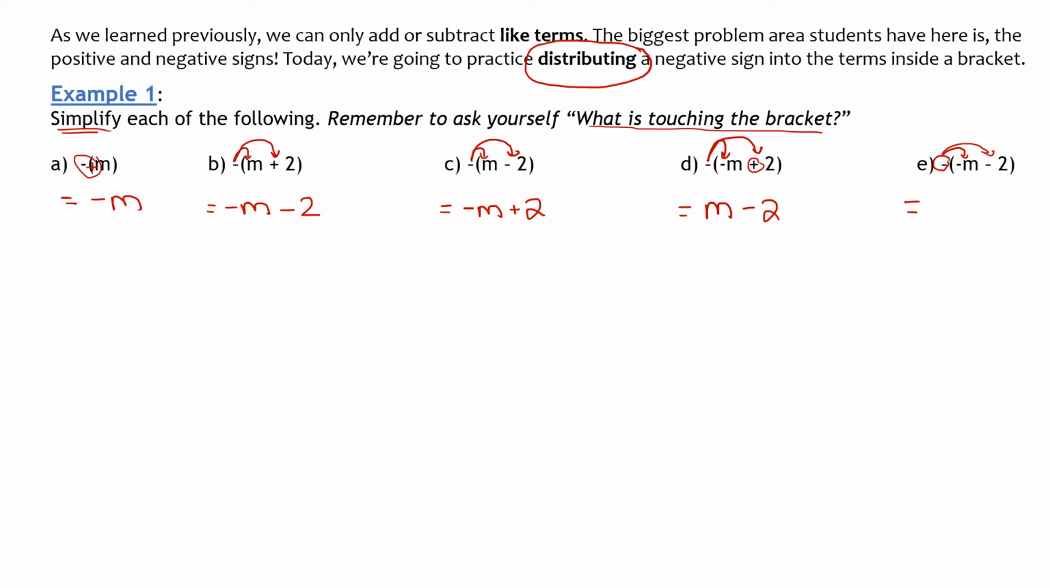So we start with an equal sign always. Negative times negative M gives us a positive M. Negative times negative 2 gives us a positive 2. So that is basic distribution of a negative sign.